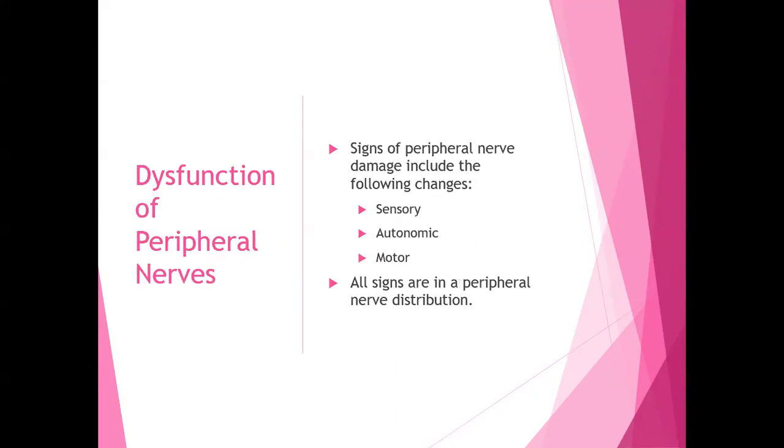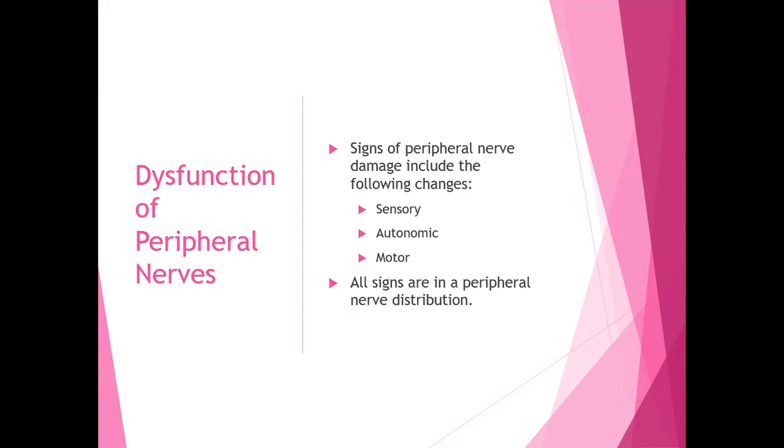So, signs of peripheral nerve damage include sensory, autonomic, and motor changes. Because we have sensory, autonomic, and motor axons in all the peripheral nerves, all the sensory, autonomic, and motor signs of dysfunction are present in a peripheral nerve distribution. So we're going to keep going back to that. It's not going to be in a dermatomal distribution. It's not going to be a myotomal distribution.